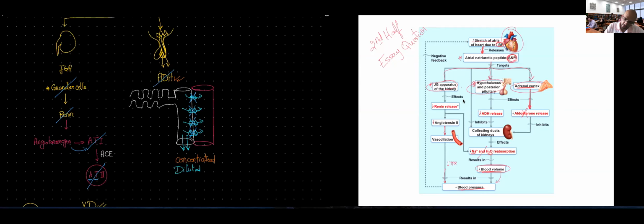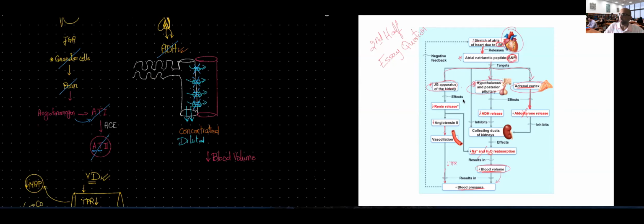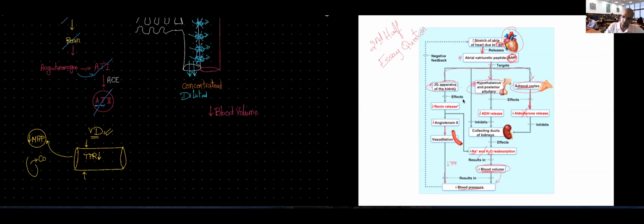But on the other hand, in the blood, remember, if you're not retaining the water, this water is being released out in the urine, you're gonna have a drop in your blood volume. And if I have a drop in my blood volume, how is this gonna affect my blood pressure? Remember, drop in your blood volume gonna cause a drop in your blood pressure. And this is what you want.